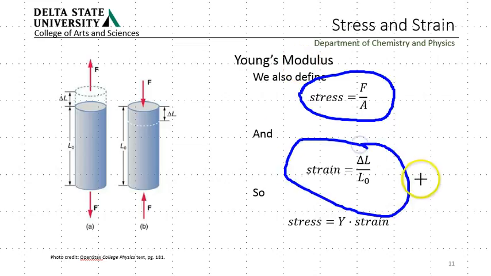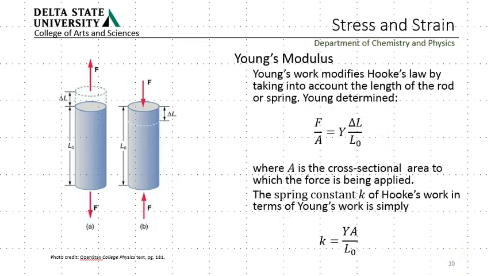Strain is a change in length divided by the original length, right? That's strain. So stress is force per unit area. Strain is delta L over L naught. And then stress equals Young's modulus times strain. All right? Stress is Young's modulus times strain. That's really just going back to this equation right here.